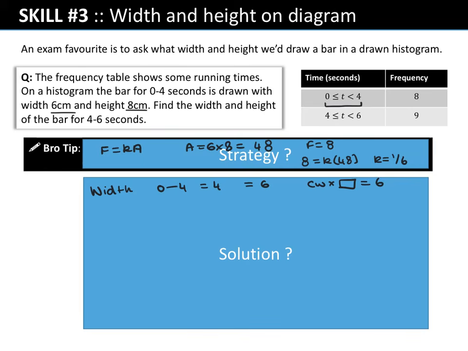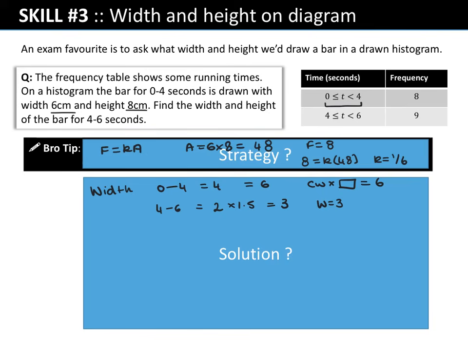So we know our width for our 4 to 6 is going to be 2 multiplied by our scale factor, which is 3. So we know our width is going to be 3, okay? So this is going to be the width for the new one is 3. So W equals 3. Then the height of the bar for 4 to 6 seconds. Well, first of all, let's figure out the area, and then we've already got the width, and then we can divide it to find the height.